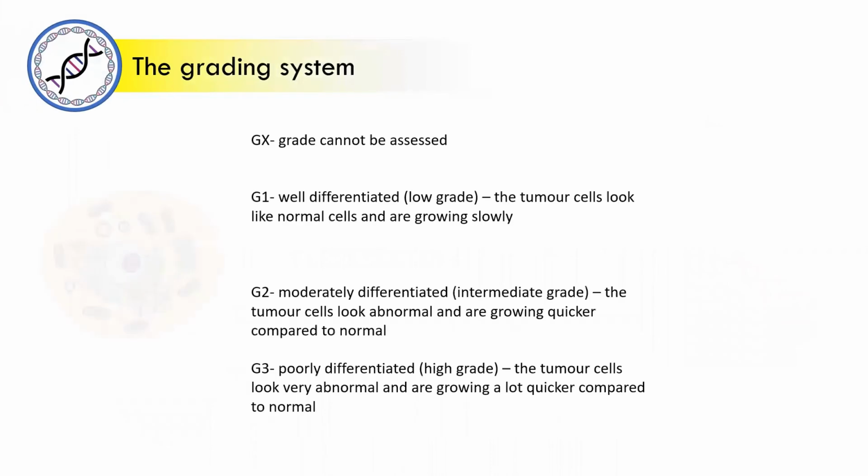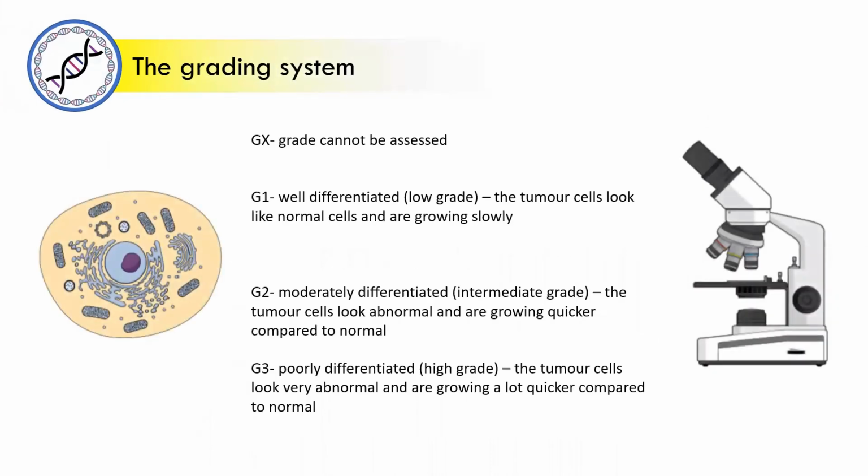The grading system. Similar to the staging systems, some cancers have their own specific grading system, such as the Gleason system used in prostate cancer. However, the most commonly used classification is GX, when the grade cannot be assessed, G1, well differentiated, or low grade. The tumor cells look like normal cells and are growing slowly.